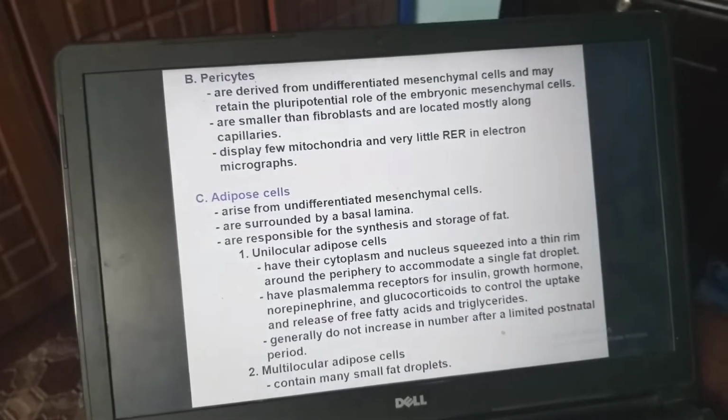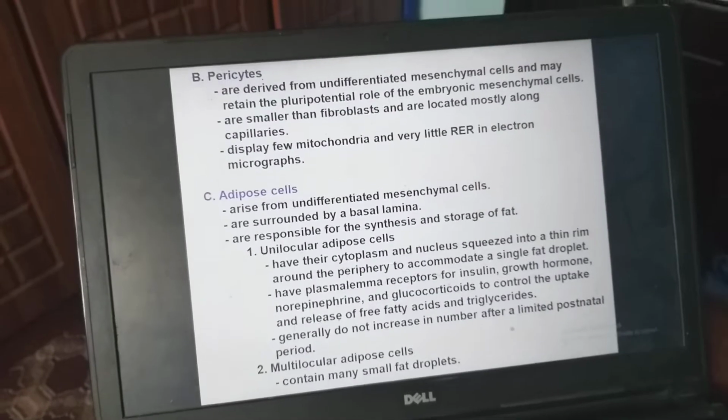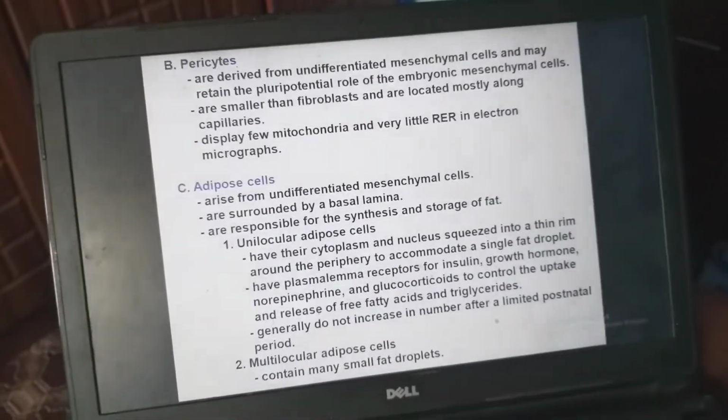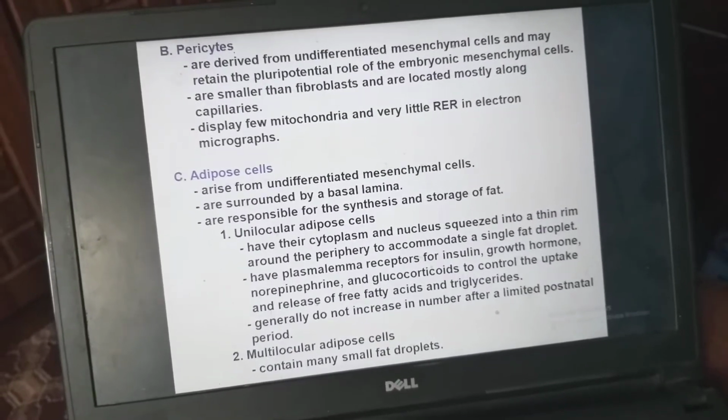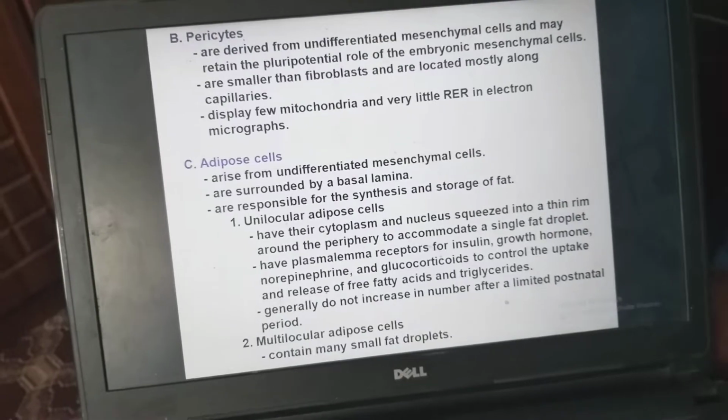The other, pericytes, are derived from undifferentiated mesenchymal cells and they may retain a pluripotential role of embryonic mesenchymal cells. These are smaller than fibroblasts and are located mostly along the capillaries. That's why we say peri.